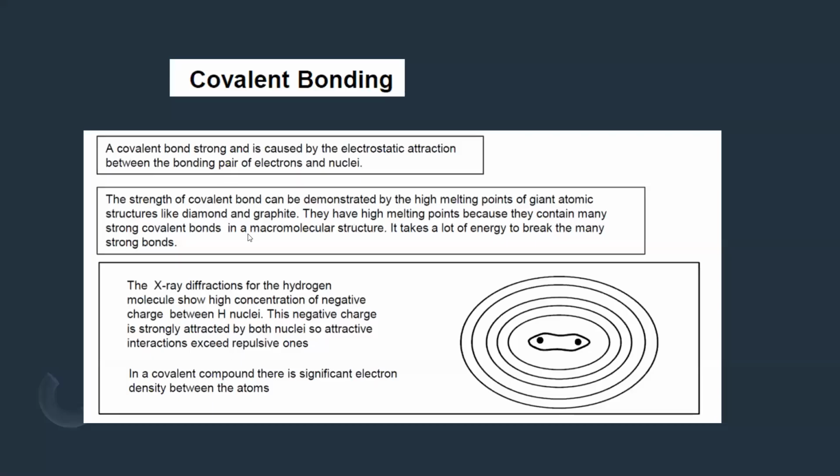Today's topic is about the second type of bonding, which is known as covalent bonding. Basically, what happens is electrostatic attraction by the sharing of electrons. This results in the formation of a bond, and we call that a covalent bond. For example, hydrogen: if this is a nucleus of hydrogen, it contains one electron in the outermost shell.